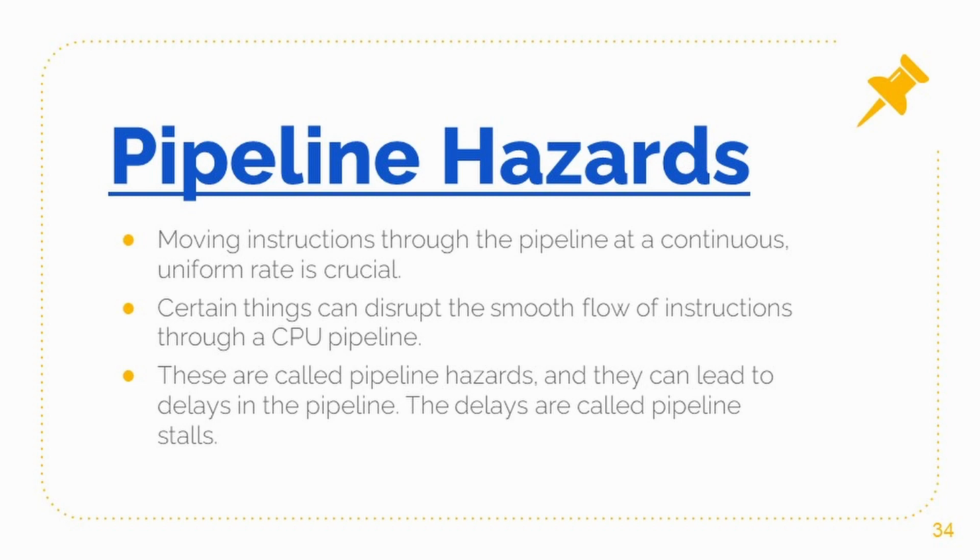There are 3 main types of pipeline hazards. 1. Data hazards. Data hazards occur when an instruction depends on the result of a previous instruction that has not yet completed its execution. There are three types of data hazards.